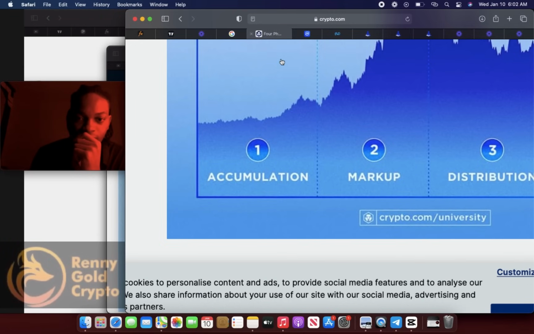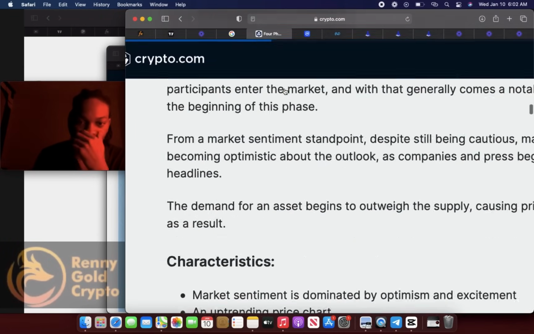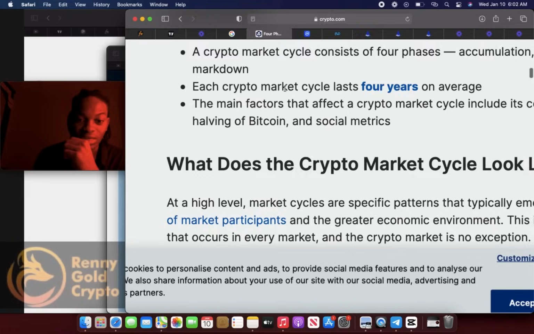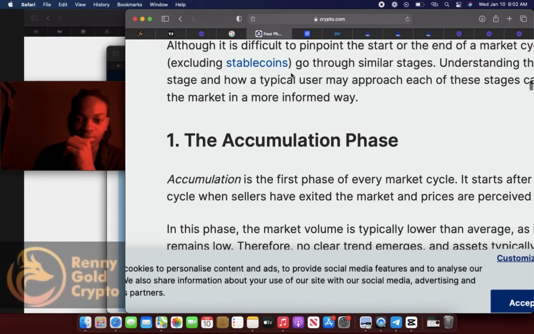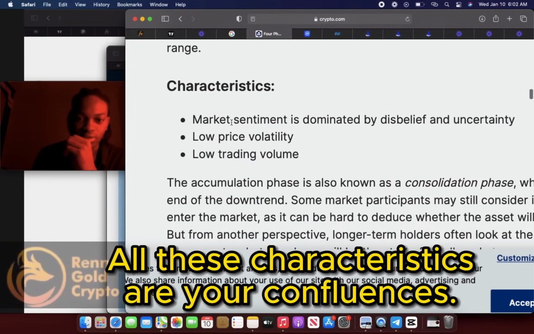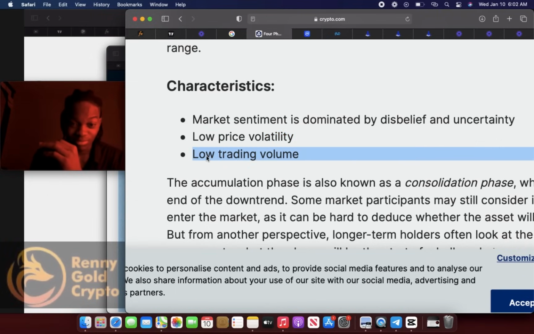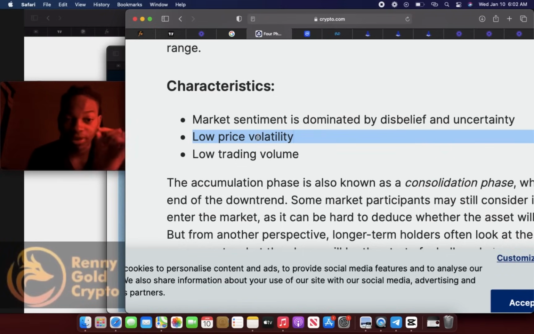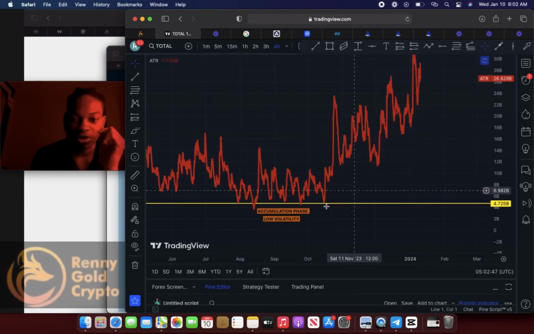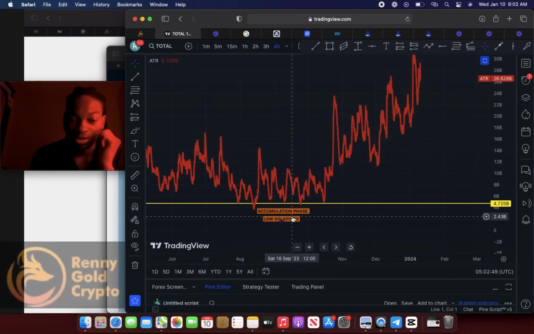Coming back right here on the accumulation phase, let's see if we are meeting up with the demand. You see that there's low price volatility, and there's going to be low trading volume. If we are having low trading volume, it means we are probably going to see low price volatility. So we have this low price volatility right here on the chart, meaning that here is the accumulation phase.